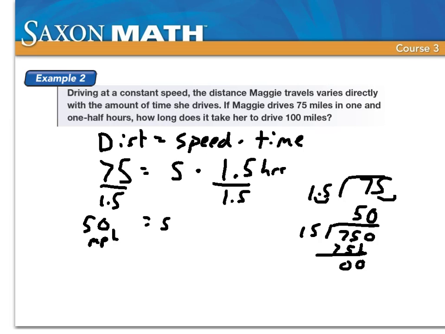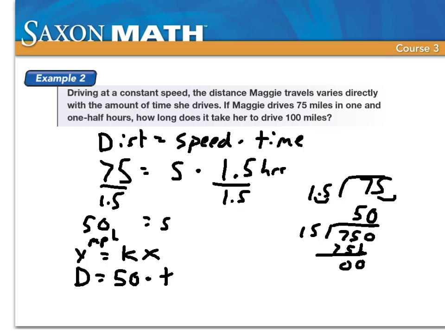That's my k value. So now I'm going to write the distance equation in y equals k times x format. So my distance, remember this is y equals k times x format, equals 50 miles per hour times the time. Okay, so if she drives 1 hour, then she's going 50 miles. If she drives 2 hours, so on and so forth.